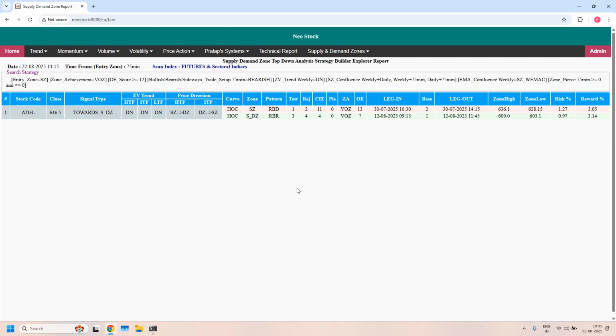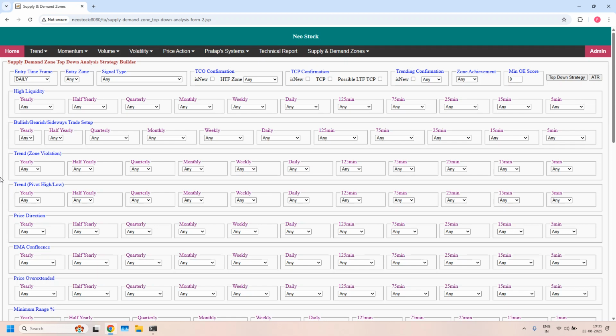So we have completed weekly income trade reports. Next, we will generate daily income trade reports. Daily income trade, sideways long trade setup, entry time frame is 15 minutes. Entry zone is demand zone. In bullish or bearish or sideways, at 15 minutes entry time frame, I am selecting sideways long.